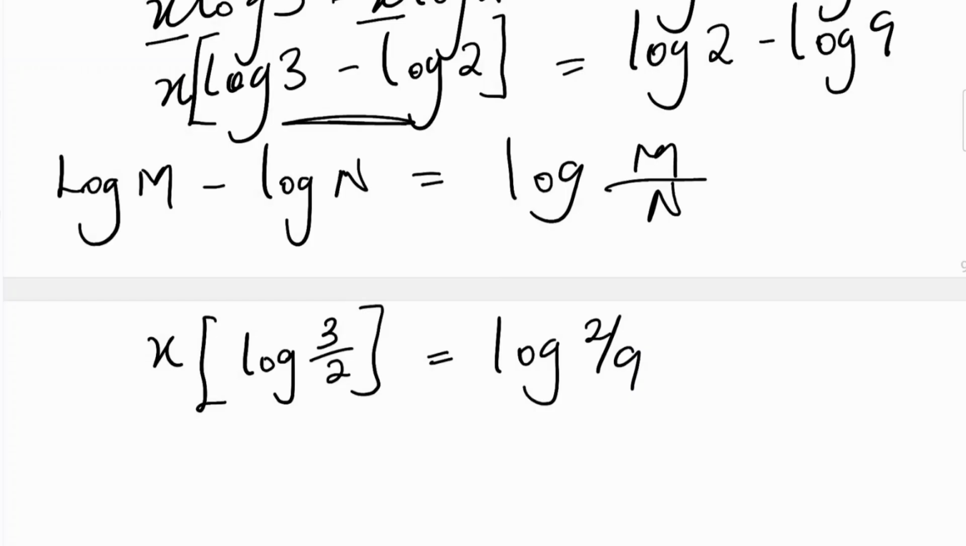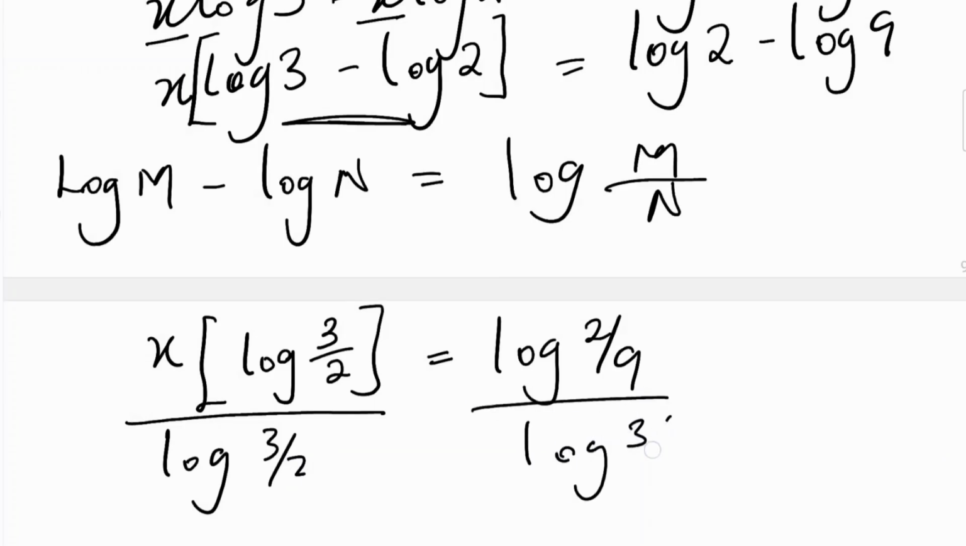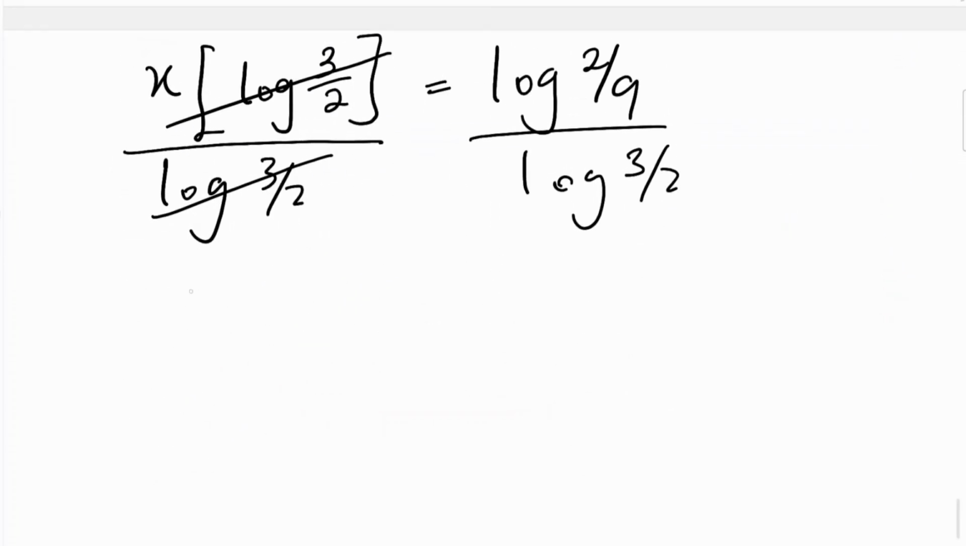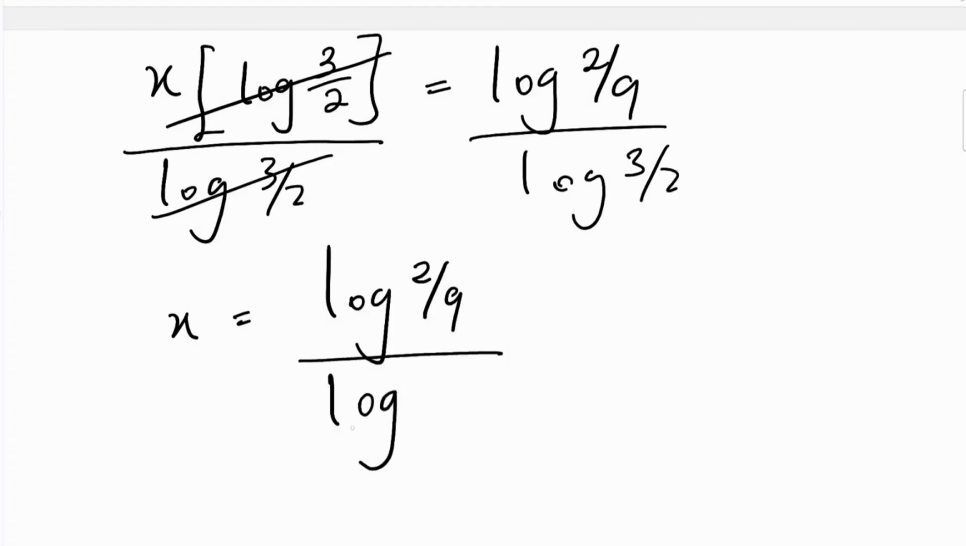Good. So on getting this, to get the value of x, all we have to do is to divide through by log 3 over 2 and divide by log 3 over 2. So that log 3 over 2 will cancel out log 3 over 2. What do we have? We have it as x is equal to log of 2 over 9 divided by log of 3 over 2. Okay? On having this, we now have the value of x.